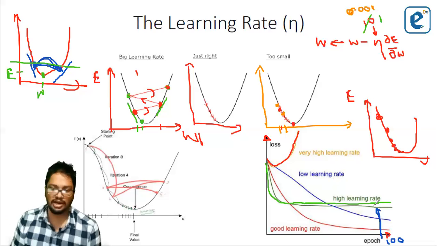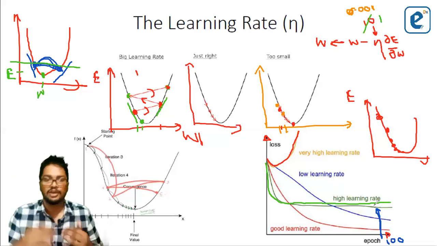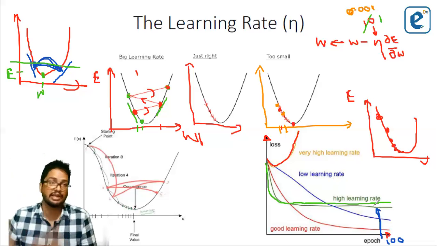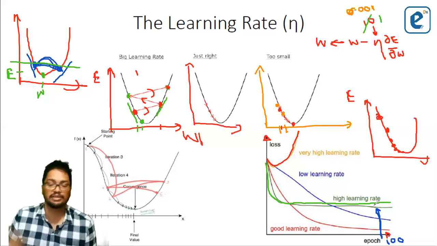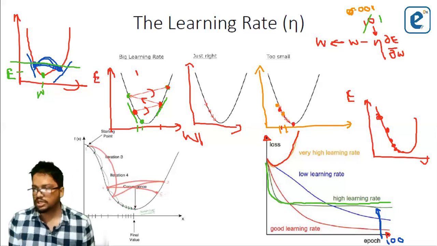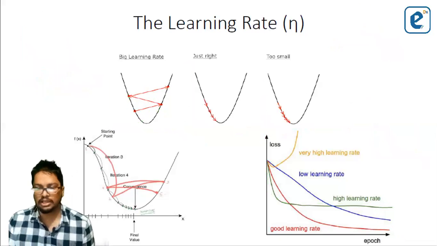These kinds of things can be visualized when you are training the neural network. In that case, we can analyze whether this is a problem with the learning rate. You can see these things in the coming weeks. Okay, so keep that idea about the learning rate.